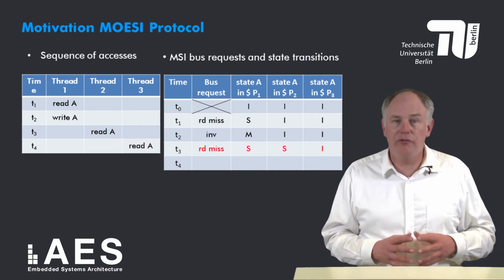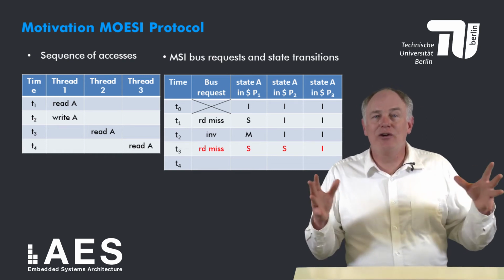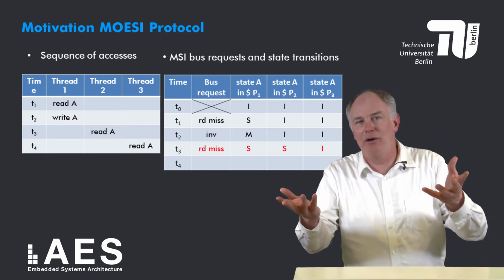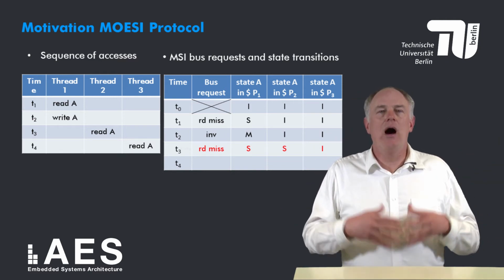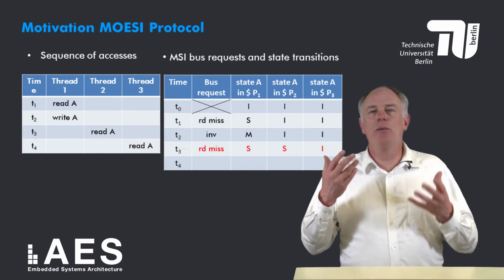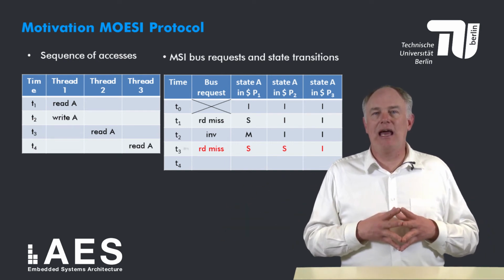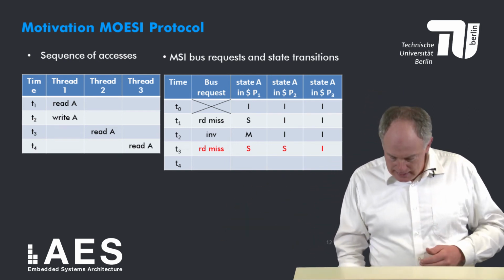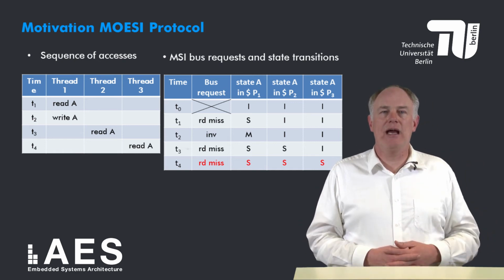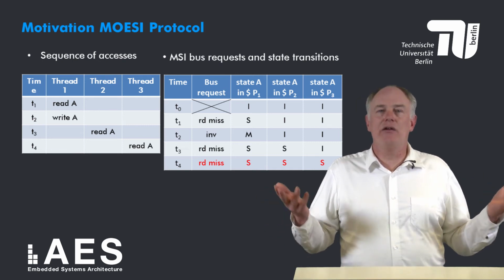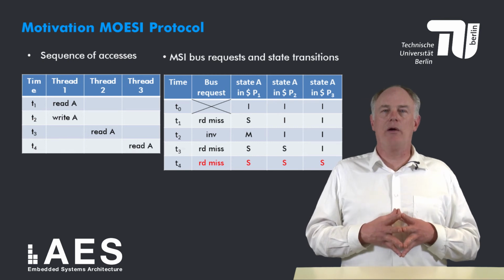Then at time T3, thread 2 reads A. It doesn't have a copy, so it places a read miss on the bus, and the cache of P1 will return the copy. After this transaction, A will be in state shared, both in the cache of P1 as well as in the cache of P2. Finally, at time T4, thread 3 also wants to read A. The cache of P3 again doesn't have a copy, so again a read miss is placed on the bus and memory will return a copy of the block.